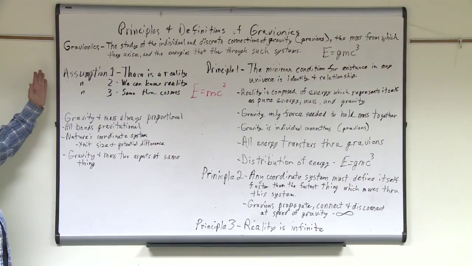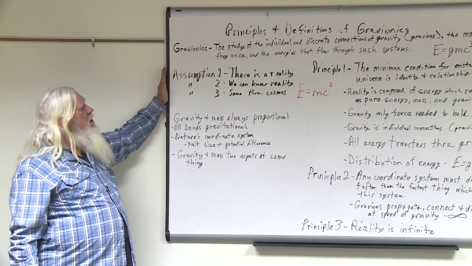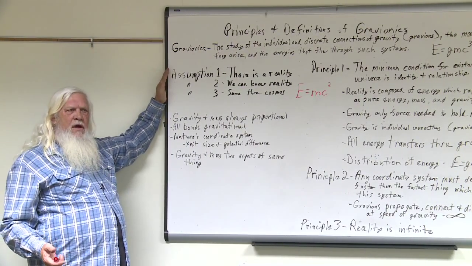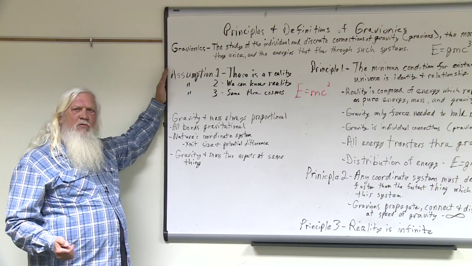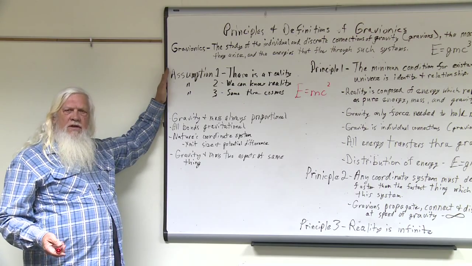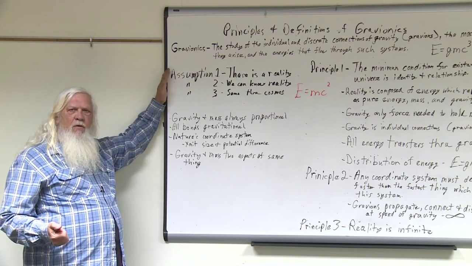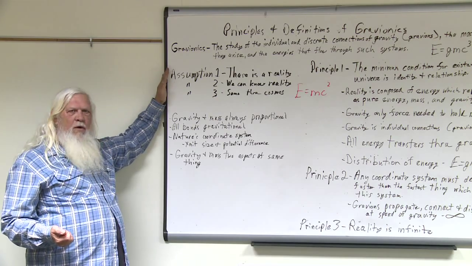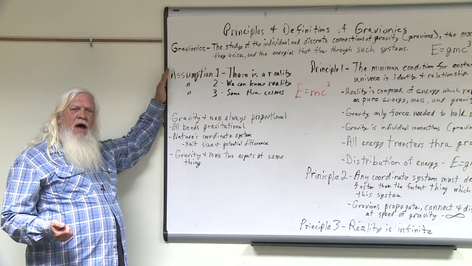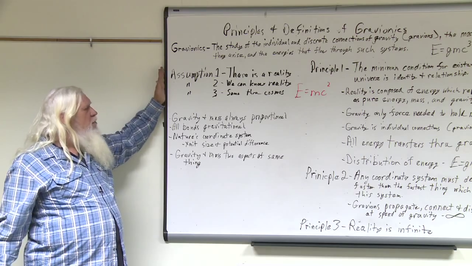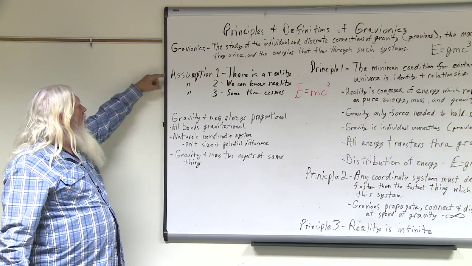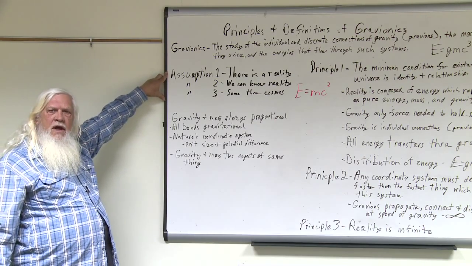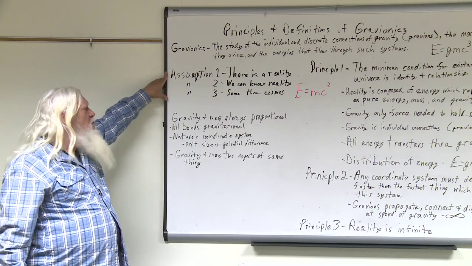So here are the principles and definitions of gravionics. Gravionics is a philosophical model. In philosophy, what we should do is try to arrive at the most basic and primitive way of understanding anything that describes the most with the simplest models. So there are three assumptions that I've taken in the formation of the gravionic model.